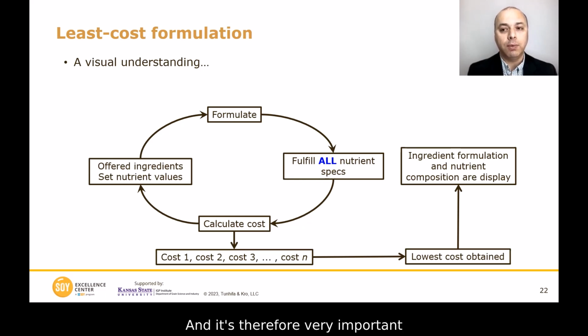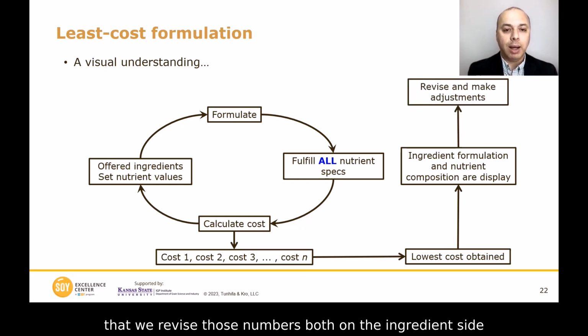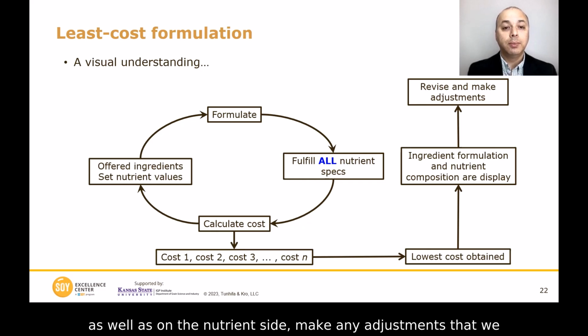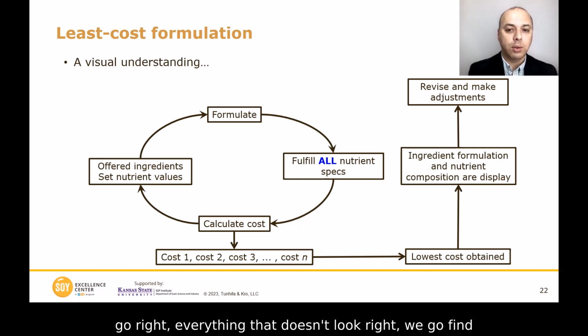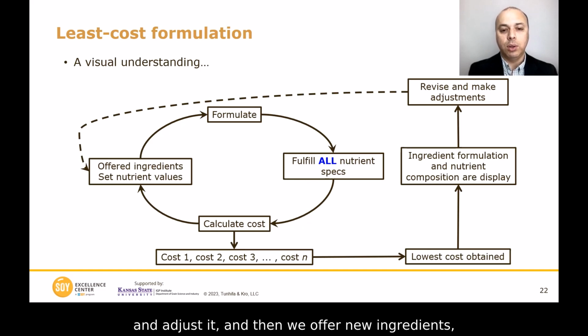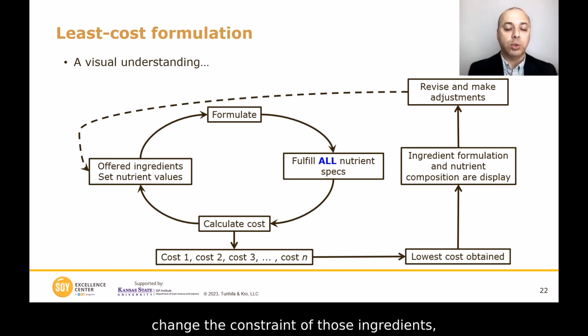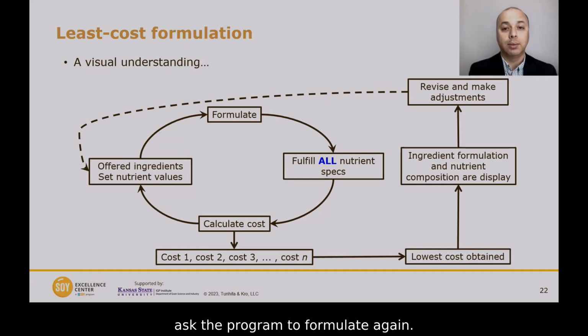And it's therefore very important that we revise those numbers both on the ingredient side as well as on the nutrient side. Make any adjustments that we need to, find out everything that did not go right, everything that doesn't look right, we go find it and adjust it, and then we offer new ingredients, change the constraint of those ingredients, or change the values of nutrients, or set new constraints for new nutrients, or input new values for new nutrients, and then we ask the program to formulate again.